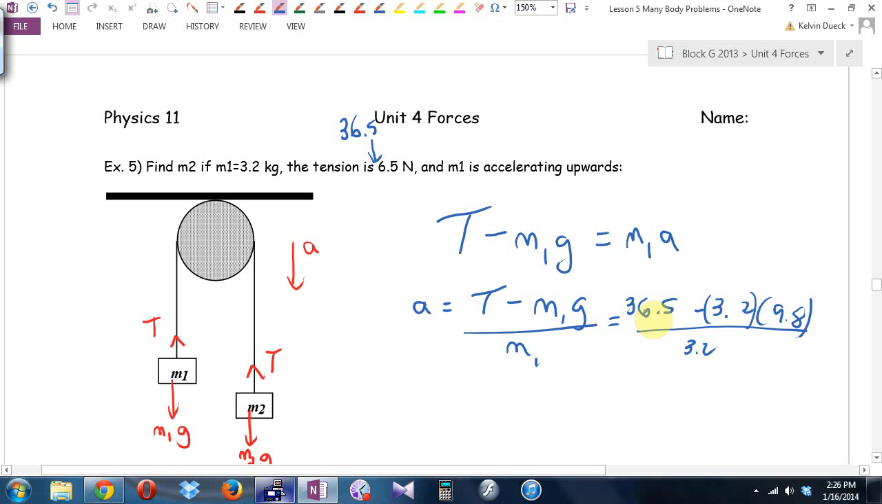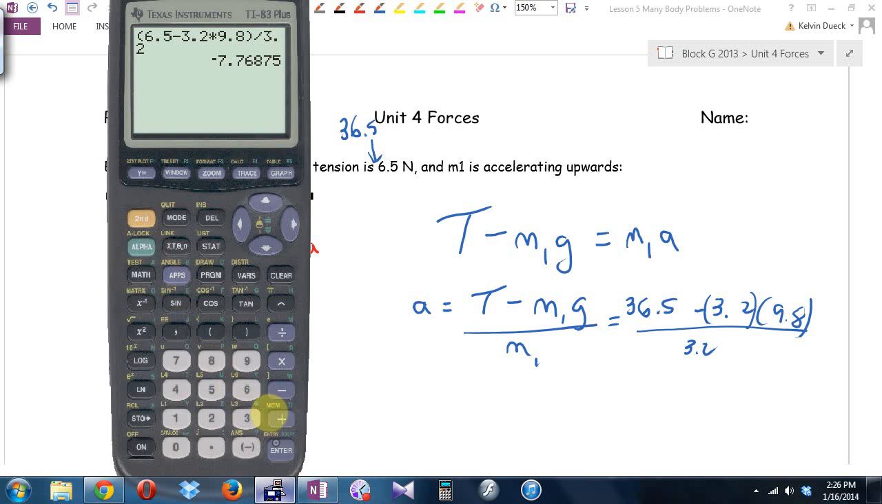36.5. Let's see if that works, Mr. D. Please give me a positive answer. Whew. Sorry. It looks like A is 1.60625.